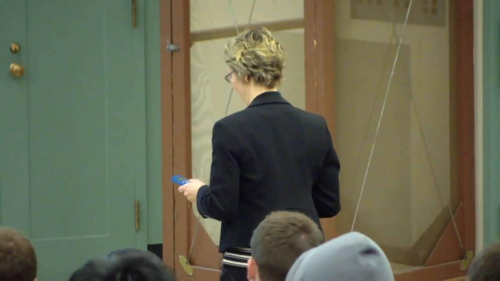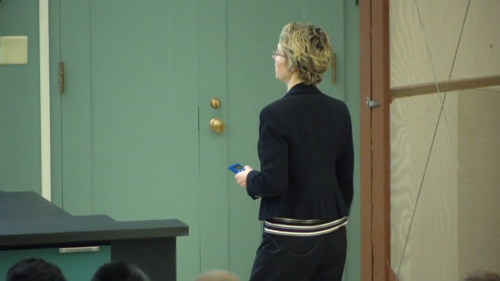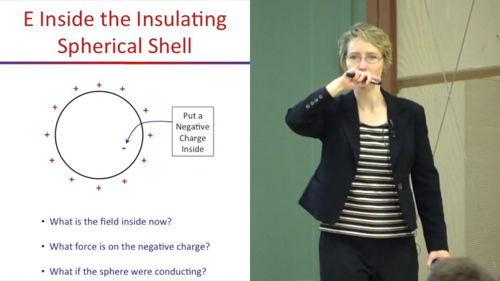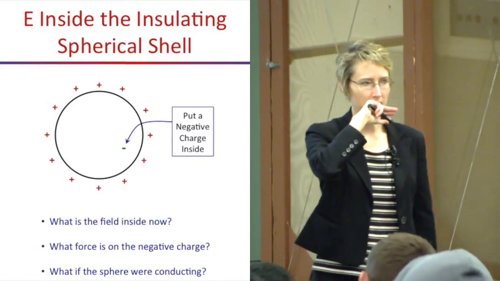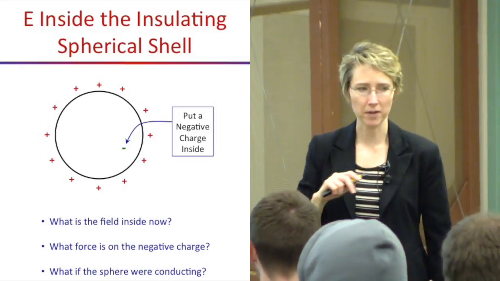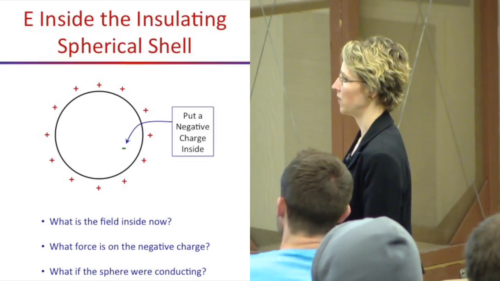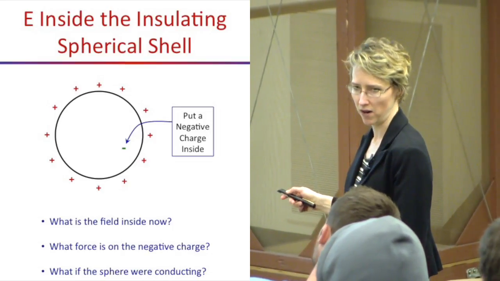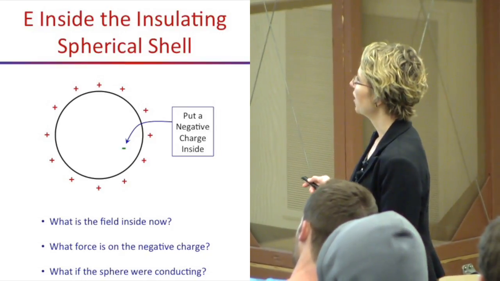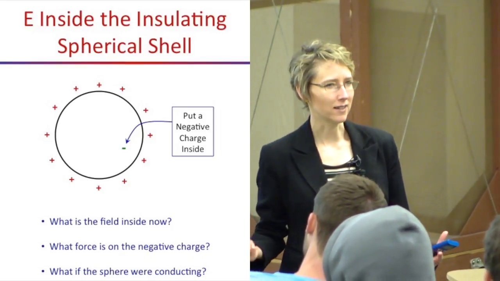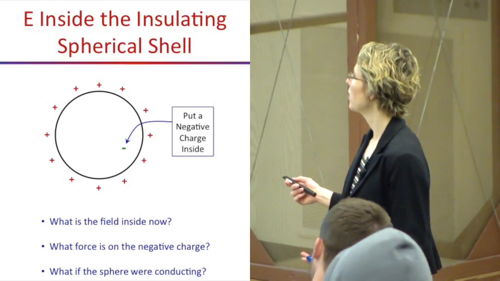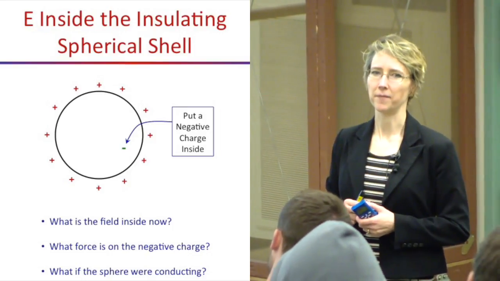Now, what if we think about the case where the sphere is conducting? This is the question you brought up in the back. Now we'll make it a little more complicated. Now I have a conducting sphere. I put charge on the conducting sphere. What do these charges, which can now move around because it's a conducting sphere, how do they respond to the negative charge I put inside?